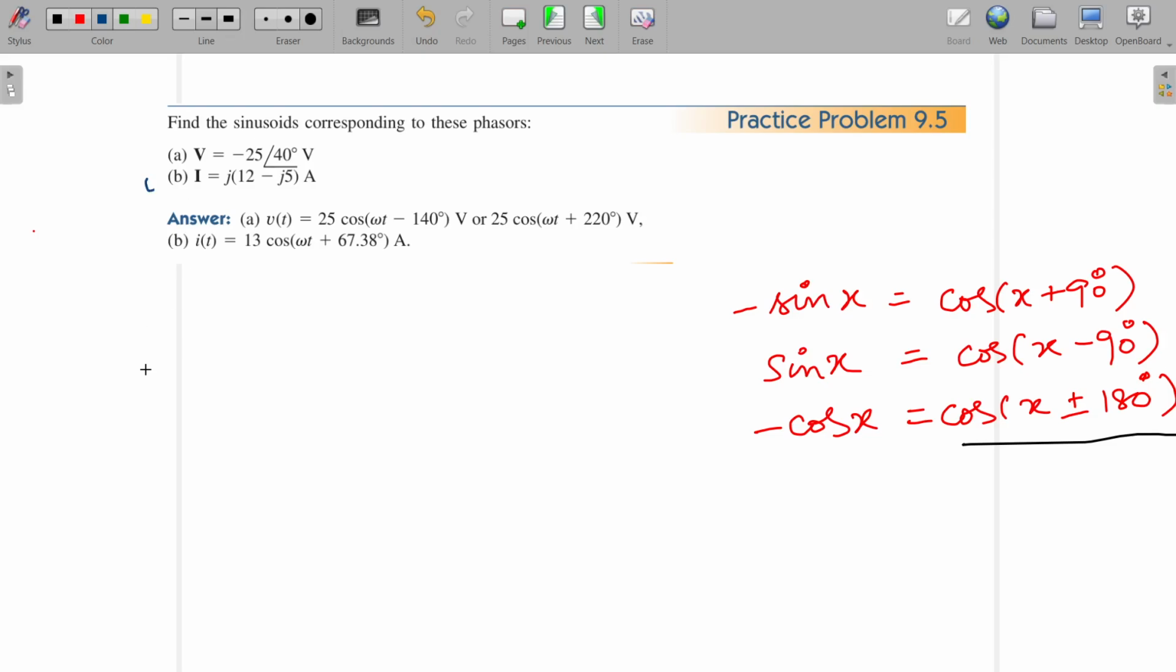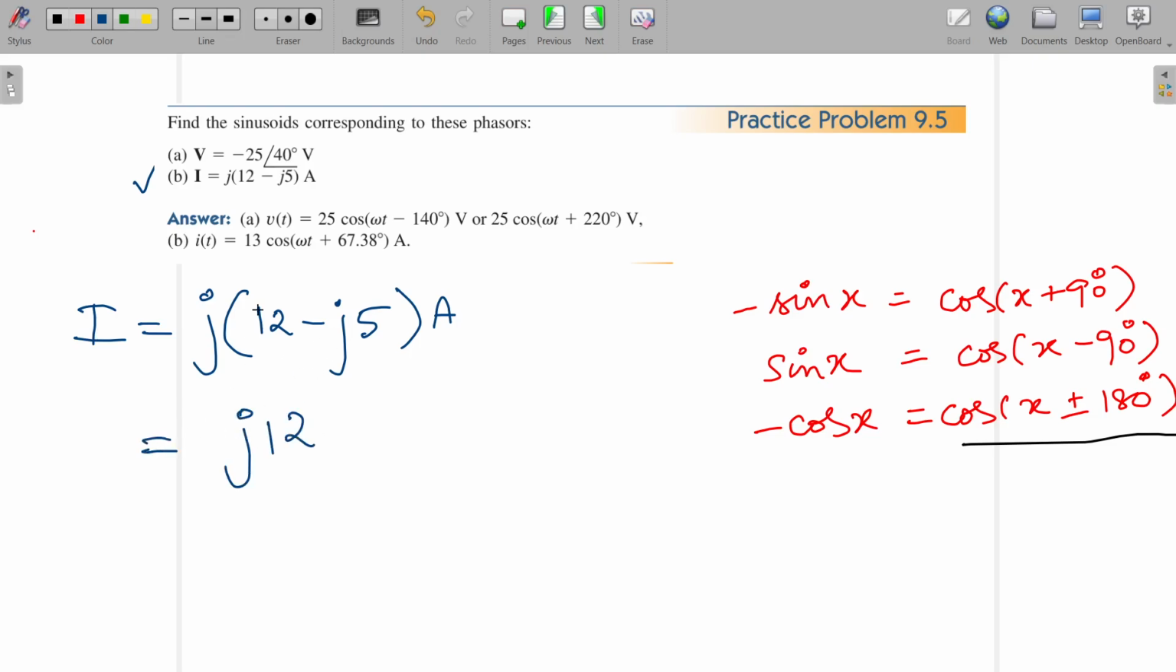Now moving on to the second part, that is this B. Here I is given as j into 12 minus j5 amperes. So this is actually available in rectangular form. This can be expanded by simply multiplying it: j12 minus j square into 5. j square is minus 1, isn't it? You know that j square is equal to minus 1. Already minus is there, so minus of minus is plus. So plus 5, this much ampere.